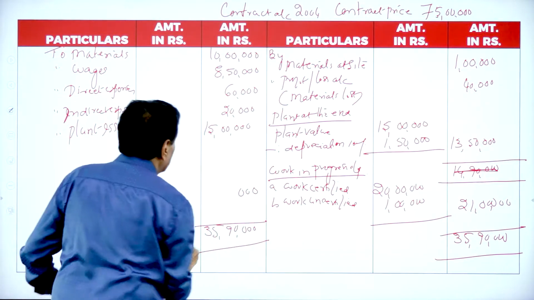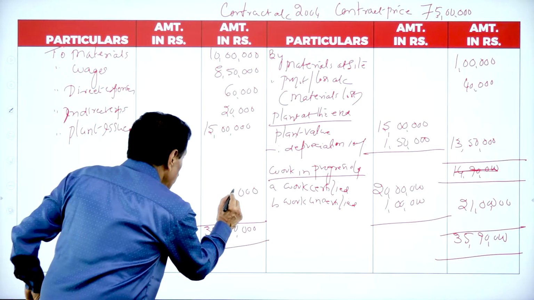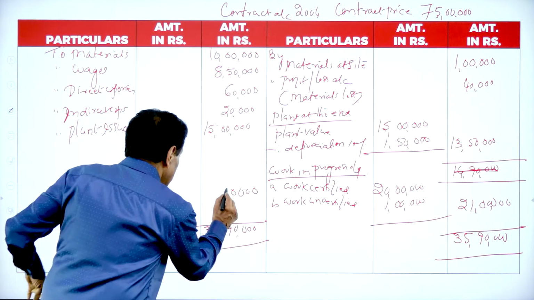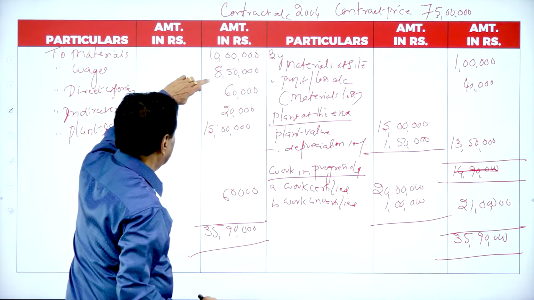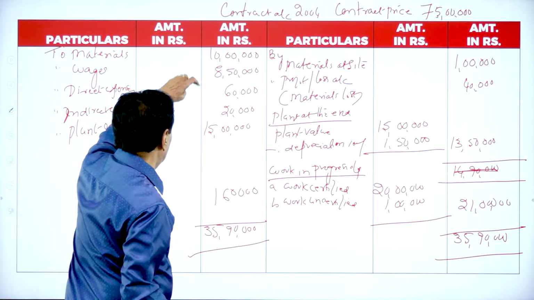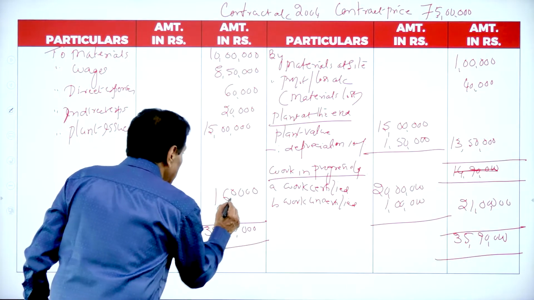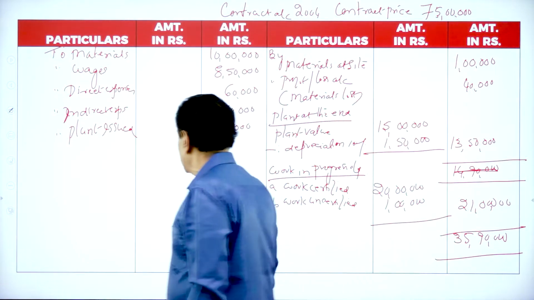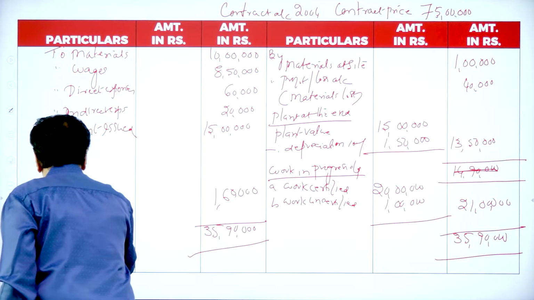0, 0, 0. This is 0. 5 plus 6, 11, 12, 13, 16, 19. 1 plus 8, 9, 14, 15. 1 carry, 1 plus 1, 2 plus 1, 3. It is 1,60,000. What is 1,60,000? This is notional profit.